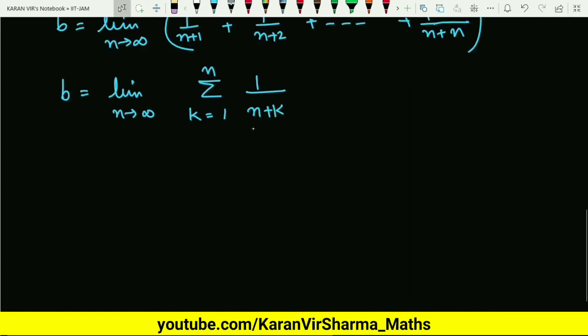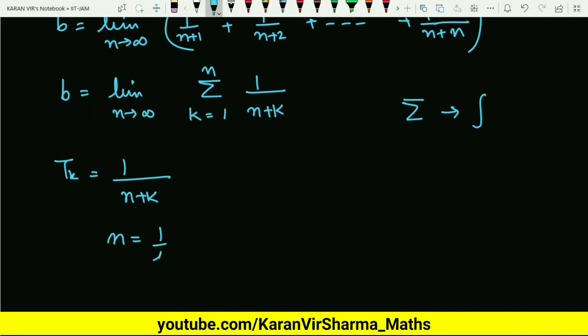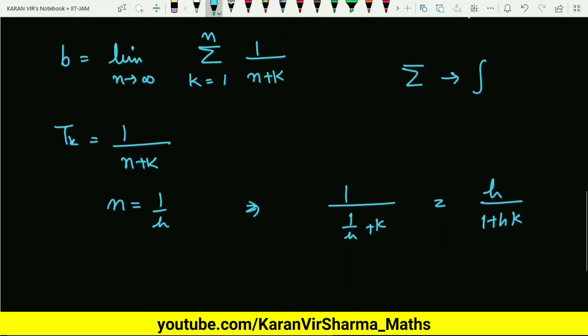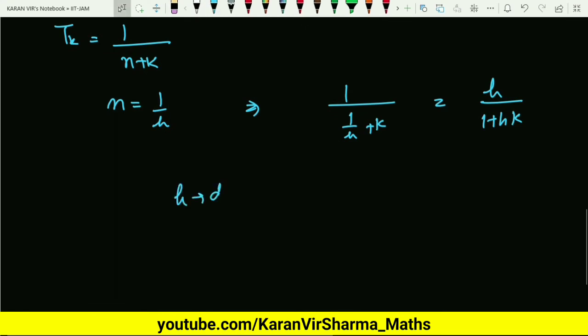Now let us recall how to convert summation to integration. You write this term as t_k, so this is 1/(n+k). In this, replace n with 1/h. So t_k is 1 over (1/h + k), which is h/(1 + hk). The next step is we replace h with dx and hk with x. So you get that t_k is nothing but 1/(1+x) dx.